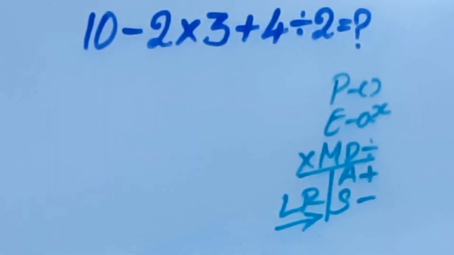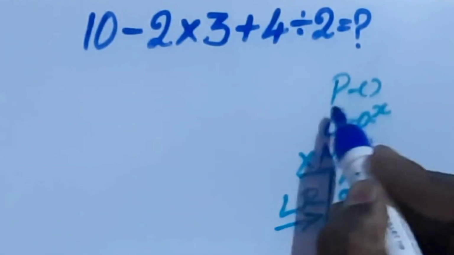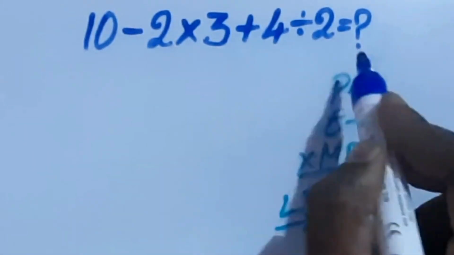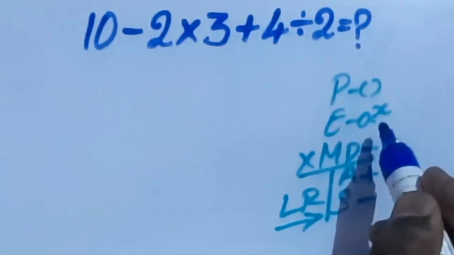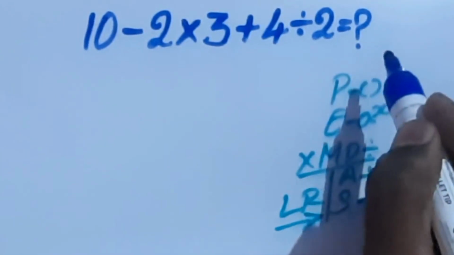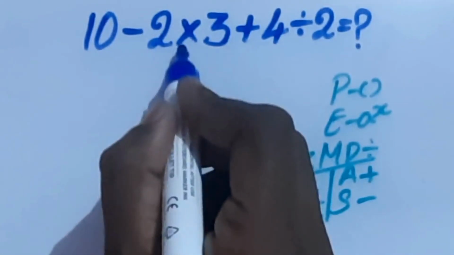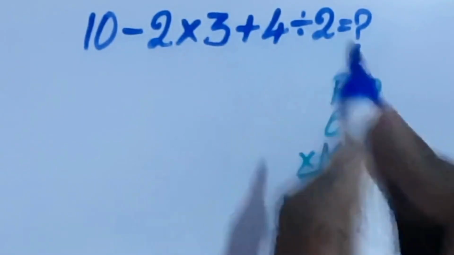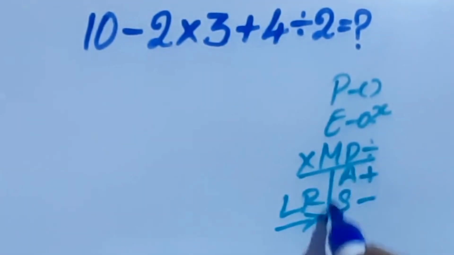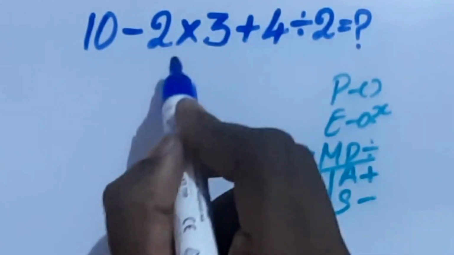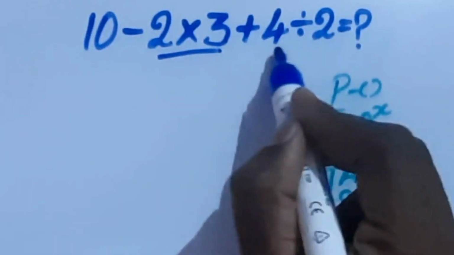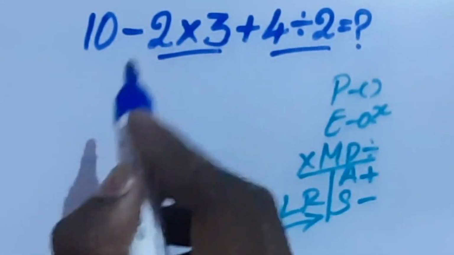Now we are going to solve this problem in the correct way by using this order of operations, PEMDAS. As per PEMDAS, the bracket is higher priority. We don't have a bracket in this problem. Next priority is exponent. Exponent is also not there in the problem. Here we have subtraction, multiplication, addition and division. Here multiplication and division are higher priority than addition and subtraction. So we have to do the multiplication and division before the addition and subtraction.